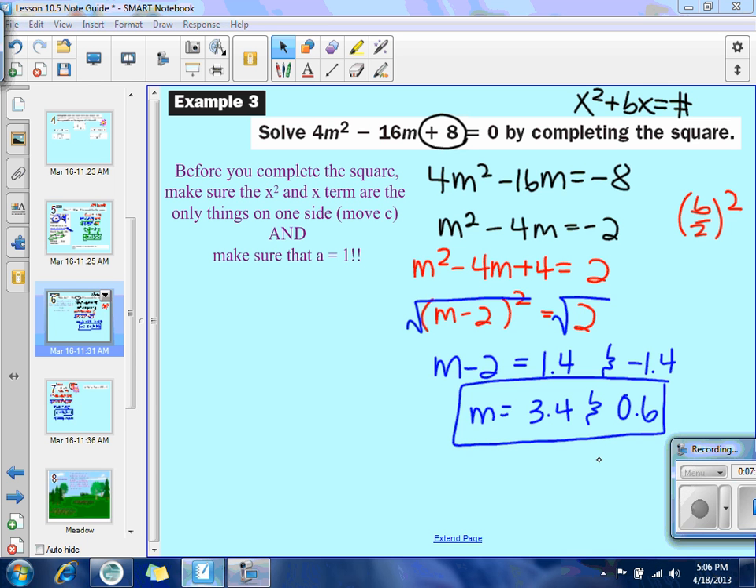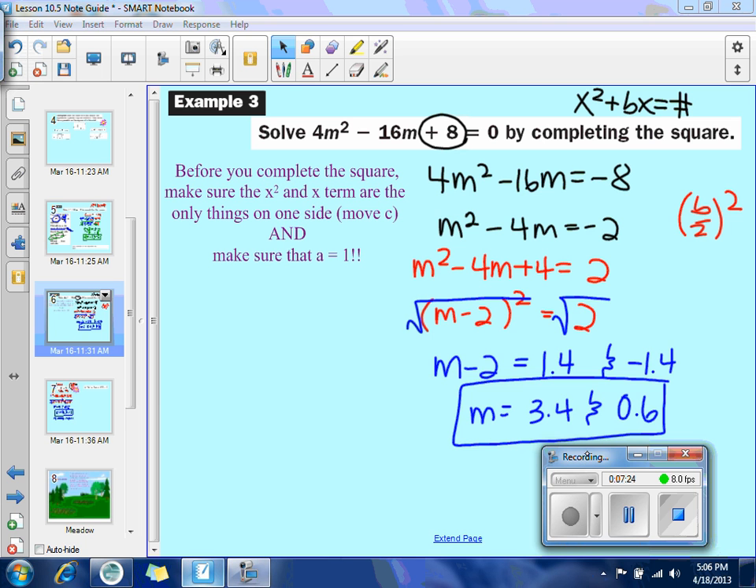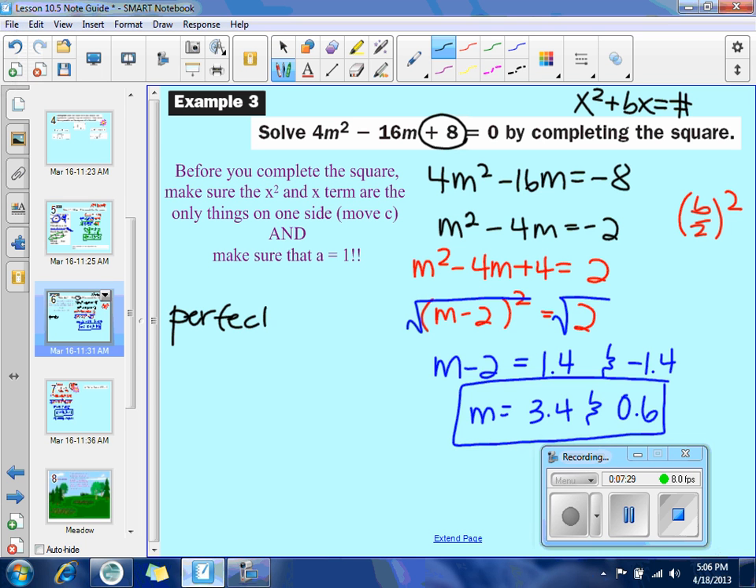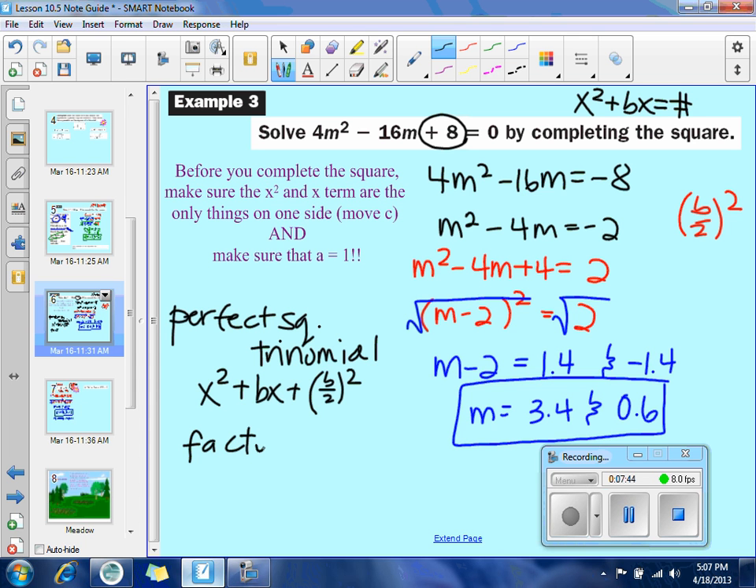Hopefully this helped clear up any questions you have on the process of completing the square. The key thing is to get it to be a perfect square trinomial. The reason we get it to be a perfect square trinomial, x squared plus bx plus half of b squared, is so that we can factor it into x plus half of b, and then that binomial is squared. So that is the whole key to completing the square. So good luck.